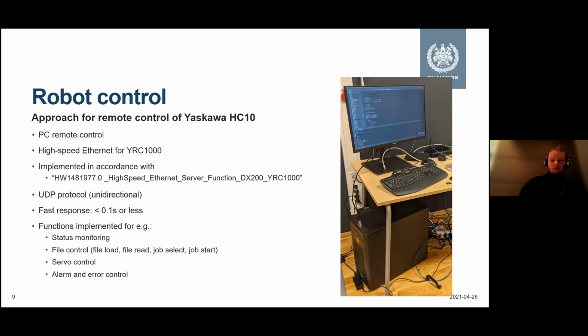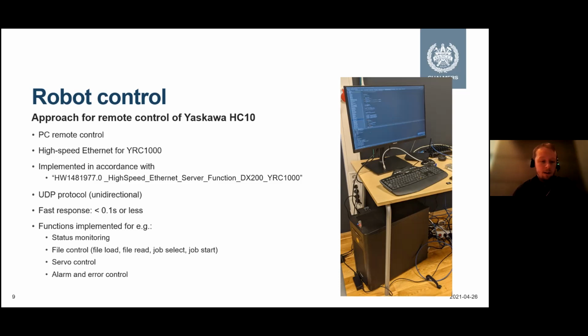So for the robot control, we have made use of an interface that's available on the YRC 1000 controller. This interface is called high-speed Ethernet, and there is a manual for how this can be implemented, which is available online. The interface makes use of a UDP protocol, so it's unidirectional. So we send a message, but we are not sure that we get a response, so we have to listen to the socket after we have sent the message.